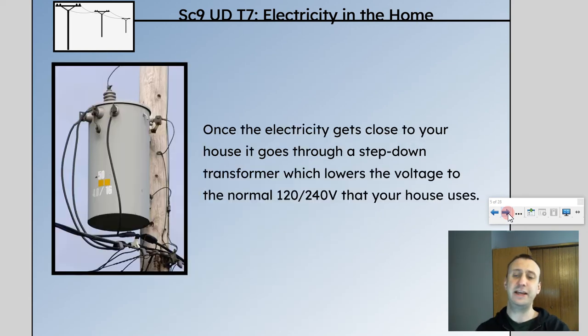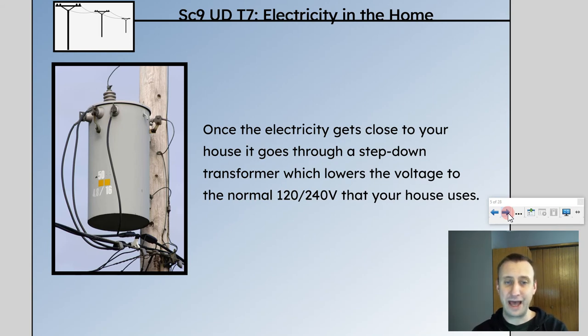Once the electricity gets close to your house, it goes through what's called a step-down transformer. These are smaller, and you might see them on power lines. For example, this is actually a step-down transformer on a power line, and that gets it ready for going to the home. It will lower it to the normal 240 or 120 volts that you use in your house. You actually need 240 for your clothes dryer. So normally you have 240 volt service as well as possibly 120 volt service also.